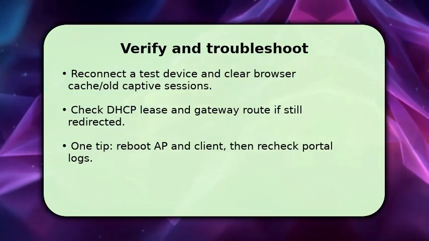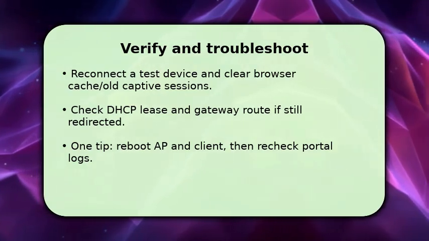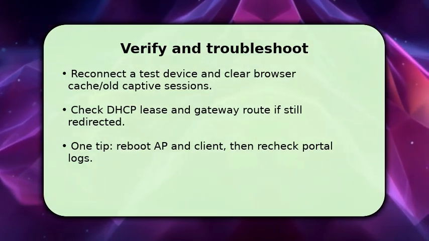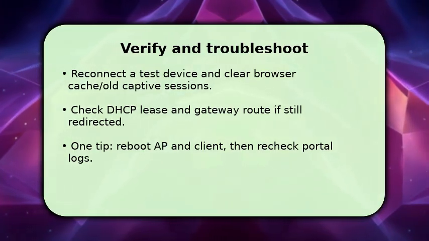Make sure the controller pushed the config to all APs, then reboot the access point and client. If problems continue, inspect captive portal logs for redirect rules. Correcting a stuck rule usually resolves it.